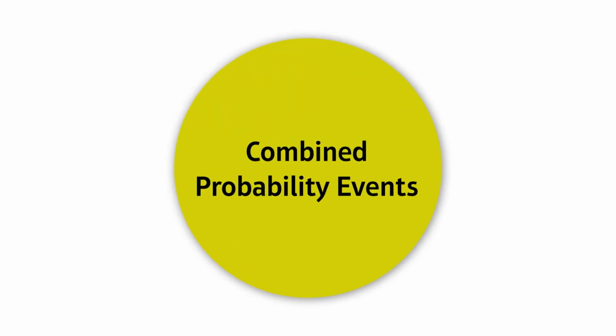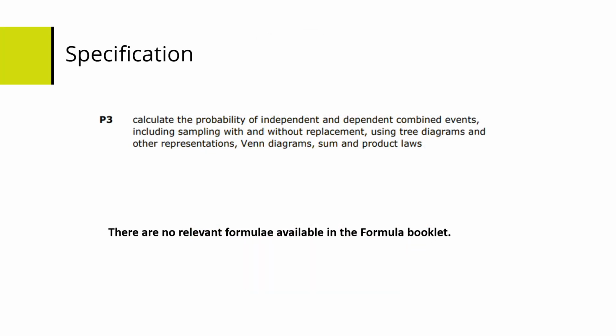This video is about combined probability events. Here's the specification reference. We're looking at calculating the probability of independent and dependent combined events, including sampling with or without replacement using tree diagrams and other representations such as Venn diagrams. There are no relevant formulae available in the formula book for this topic.